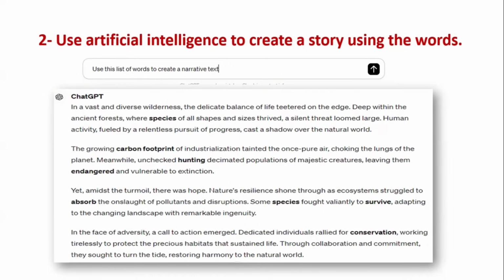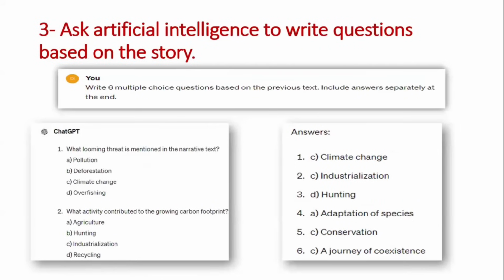The main reading text will be like this. So you can use the same words to create a narrative text. You can simply read it just to familiarize yourself with the new words and get an idea or many ideas about the same topic. Or what is even better, you can ask ChatGPT or any artificial intelligence you're using to create questions based on the text or based on the story.